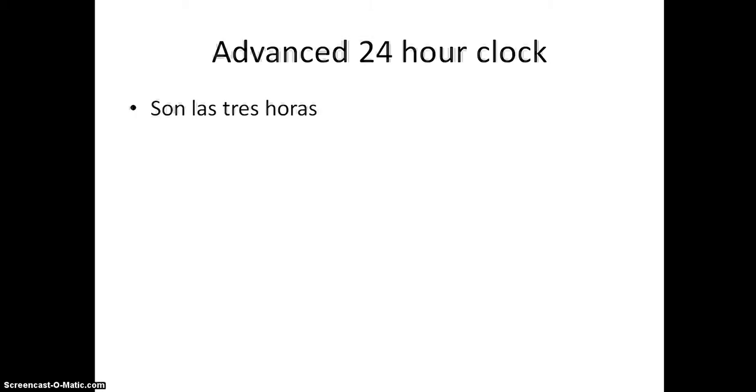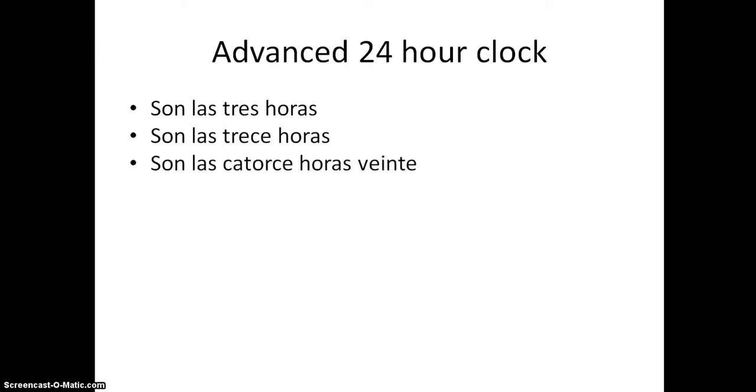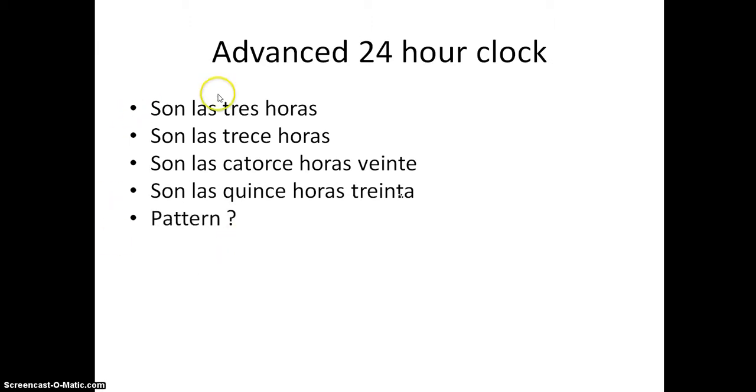Son las 3 horas. Son las 13 horas. Son las 14:20. Son las 15:30. So what's our pattern? Well, this time we just used the 24-hour number here, and then we put horas afterwards, and then the minutes past the hour. So we don't use half past, quarter to, quarter past, or to the hour. Just say the hour and how many minutes past it is.